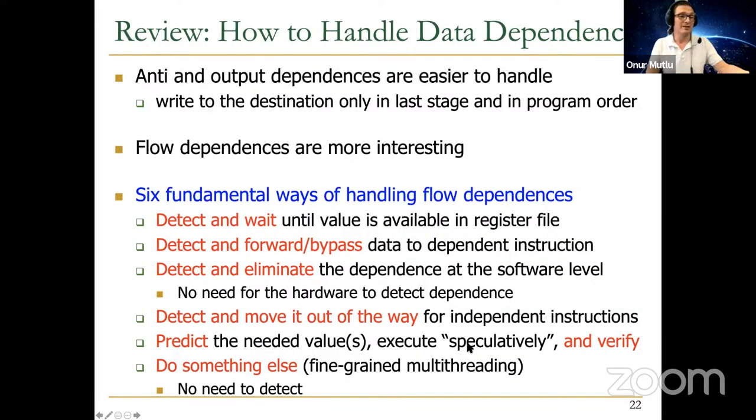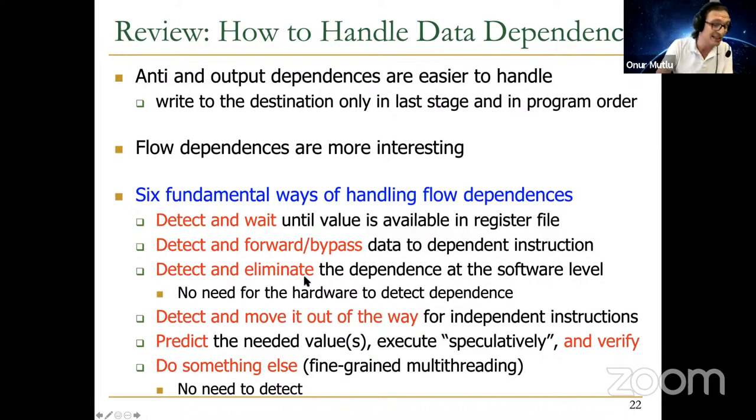Okay. Review. Remember that we discussed many ways of handling data dependencies in earlier lectures, and all of these are actually applicable to superscalar machines as well. I'm not going to go into it. Certainly, you can do fine-grained multi-threading, as we discussed. You can do value prediction. You can do out-of-order execution plus superscalar.